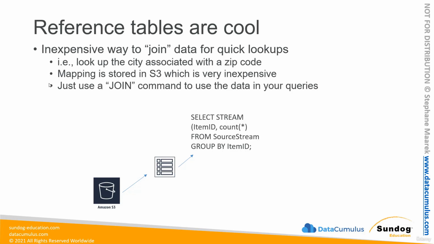So if you're not familiar with SQL, join is a way of combining data from two different tables. So for example, let's say you have one table that just has zip codes, but you want to actually look up the city associated with a given zip code. You might have a reference table that actually associates zip codes with cities, and then you can use a join command in SQL to actually join that data in and add that data to your output. So remember, if you need an inexpensive way of doing joins in Kinesis Data Analytics, a reference table is a great way to do it.